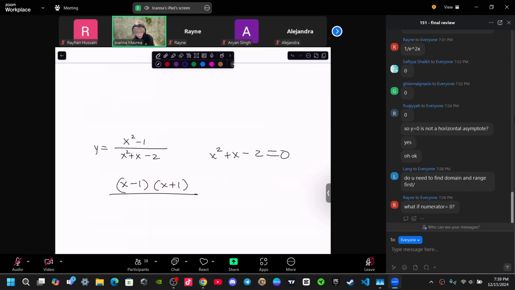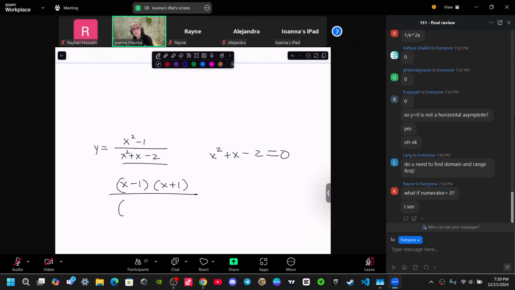Factor this, and if there's any common factor, I need to get rid of it before I consider that in the denominator. If I forgot this and completely ignored the numerator, it would give me 2 vertical asymptotes, and there are not 2 vertical asymptotes here. There's only one. So it will give me x plus 2.